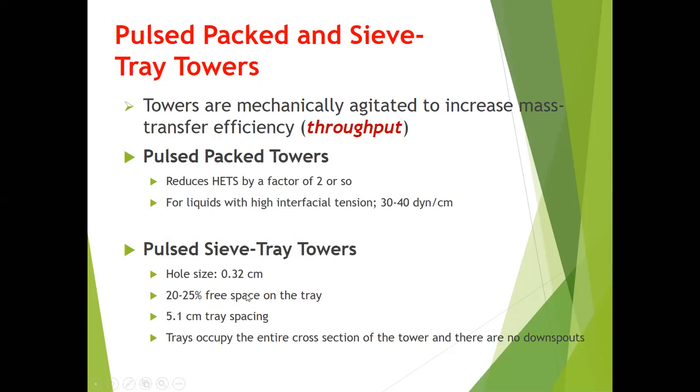So this one should have a hole size of only 0.32 centimeters and a free space of 20 to 25% of the tray area. The spacing of the tray should not be other than 5.1 centimeters because we're not given here a range of values. So it has to be this particular value. Trays occupy the entire cross section of the tower and there are no downspouts. So in this case, we don't have downspouts which guide the flow of the feed or the continuous phase down the column.